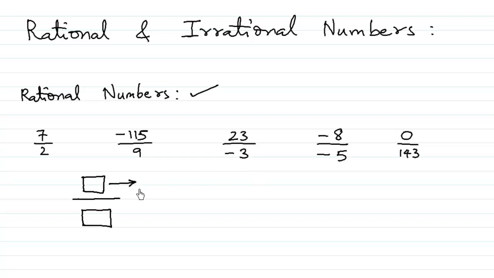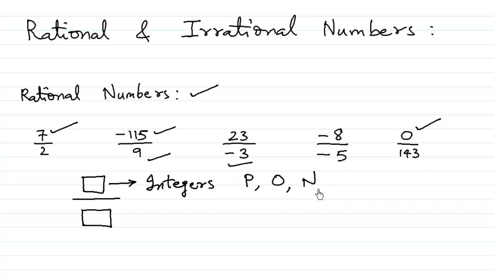And both these numbers are either positive or negative. You can see the numerator is positive or negative, and the denominator is also negative or positive, and the numerator can also be 0. So the numerators are integers which are positive, negative, or 0. And the denominators are also integers. Again, denominators can be positive or negative.